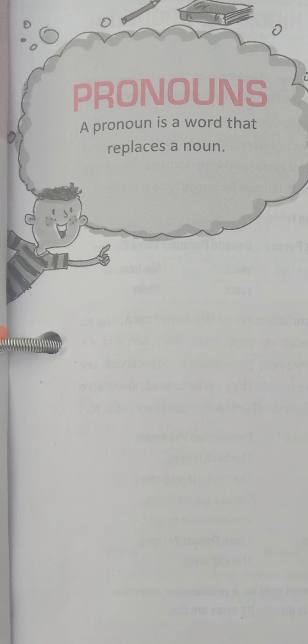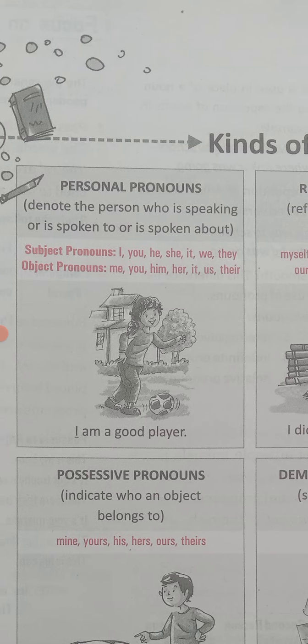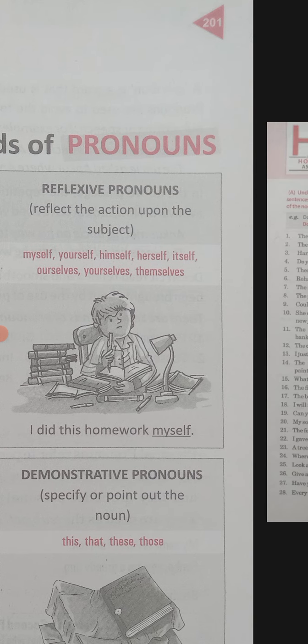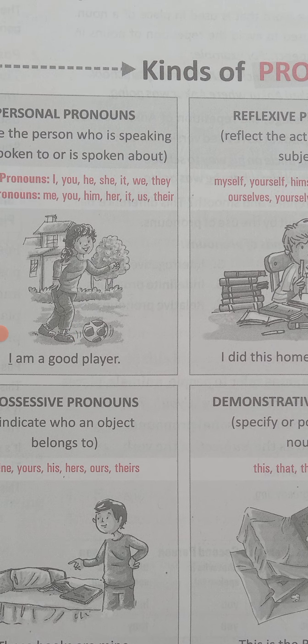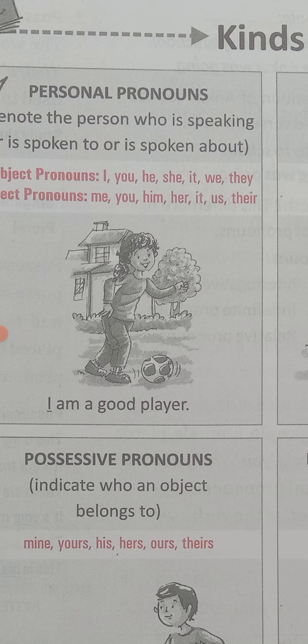Like for boy, he you are using, she you are using. For girl, for a lot of people, they, we. So these all words, their, him, her, his, these all are your pronouns. So we are having 7 kinds of pronoun. We are having 7. So firstly we will start with the personal pronoun.